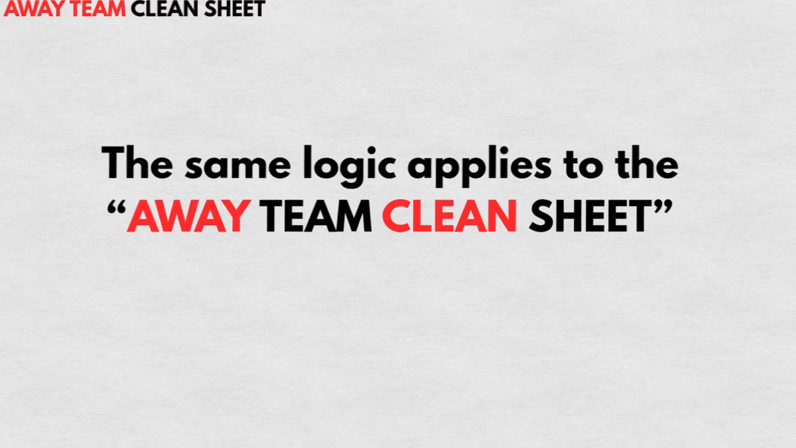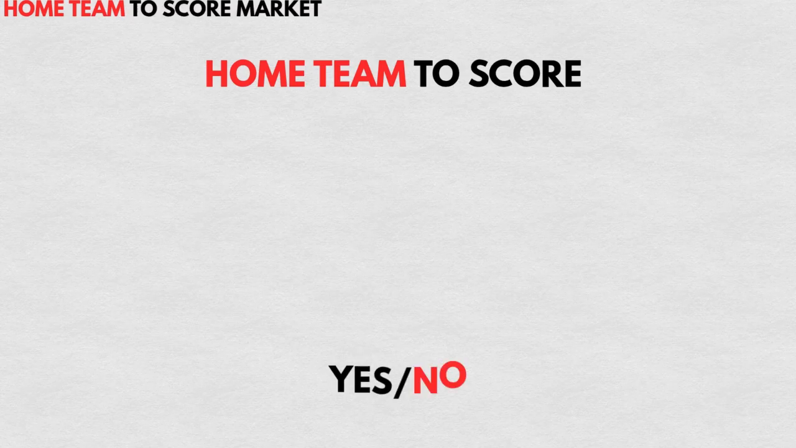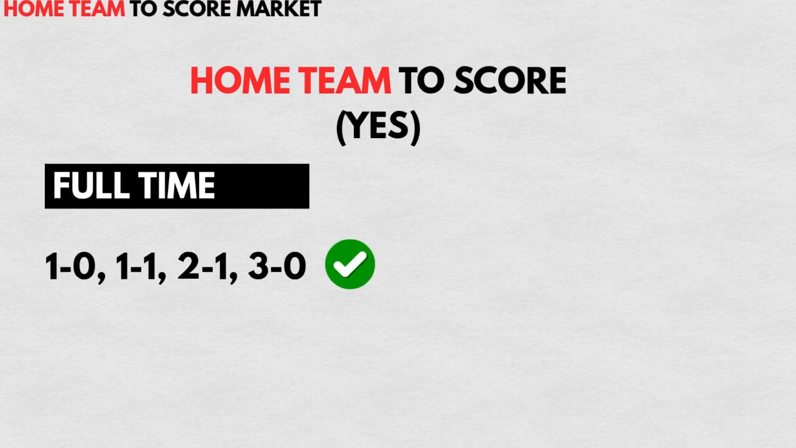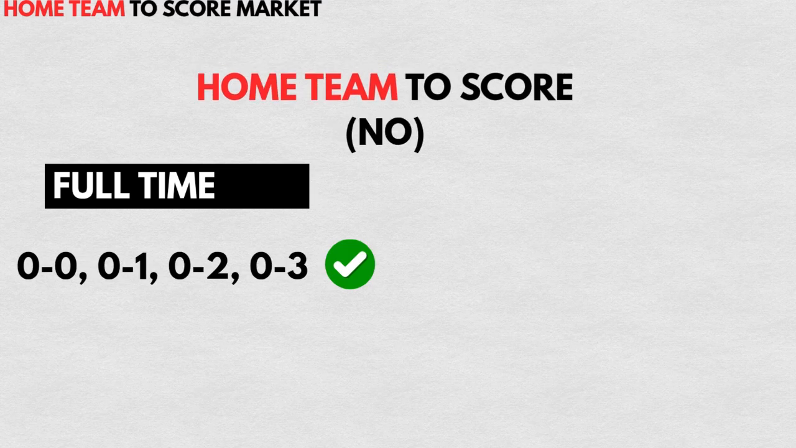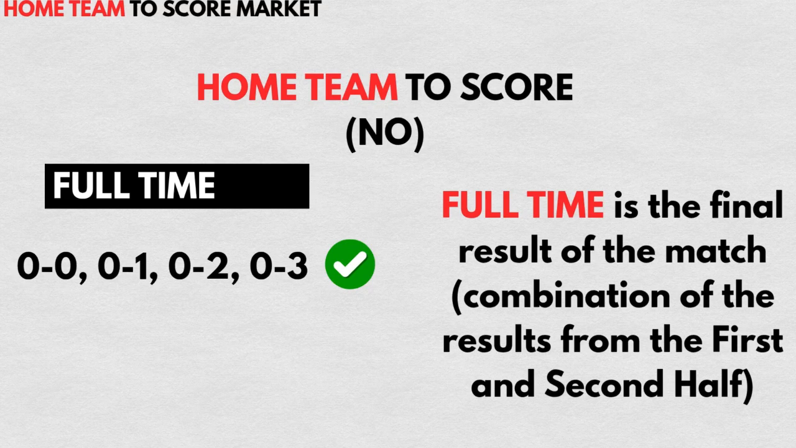Yes or no? Home team to score, yes or no? If you pick yes, that means you want the home team to score in this match. And if you pick no, that means you don't want the home team to score in this match. Now, this typically applies to the entire match unless you are specifically told first half or second half.